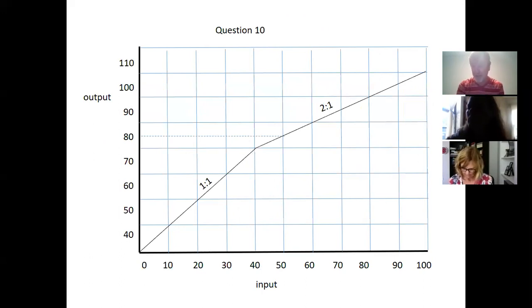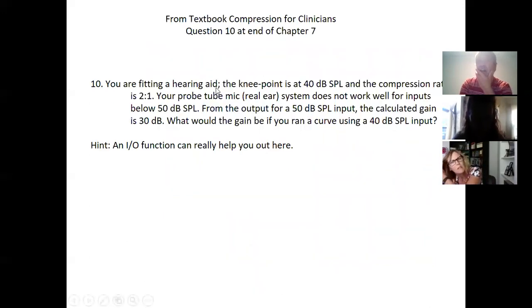This is a tricky question. This is a hard one. That's why I ended with this question. So I'm confused. What would the gain be if you ran a curve using 40? Okay. Let's look at the question here. You're fitting a hearing aid and the knee point is at 40. Compression ratio is 2:1. I got that drawn here, and then I got my 50. Yeah. And I got my knee point, and then the 2:1. Yeah. Okay. So from the output for a 50 dB SPL input, the calculated gain is 30.